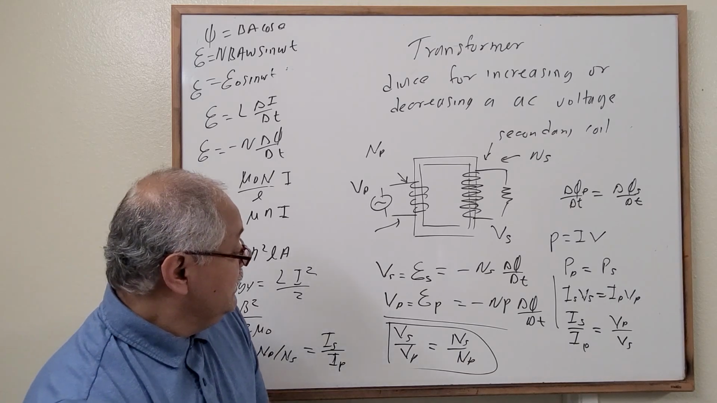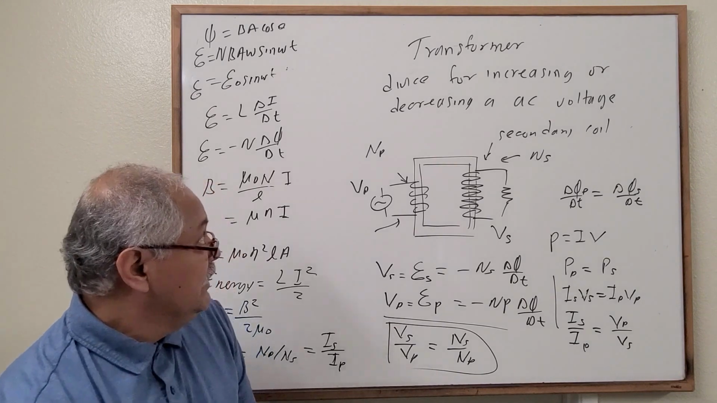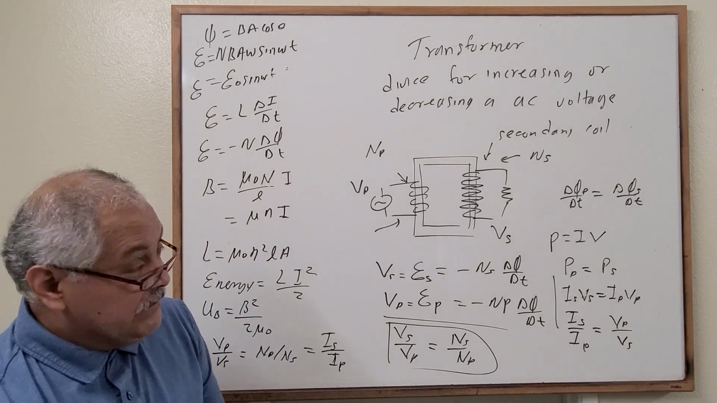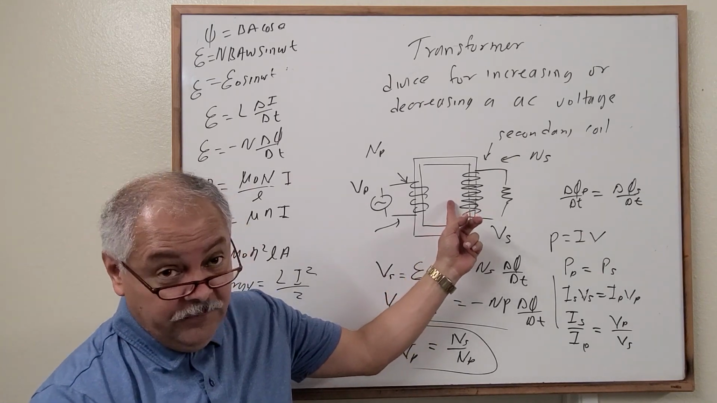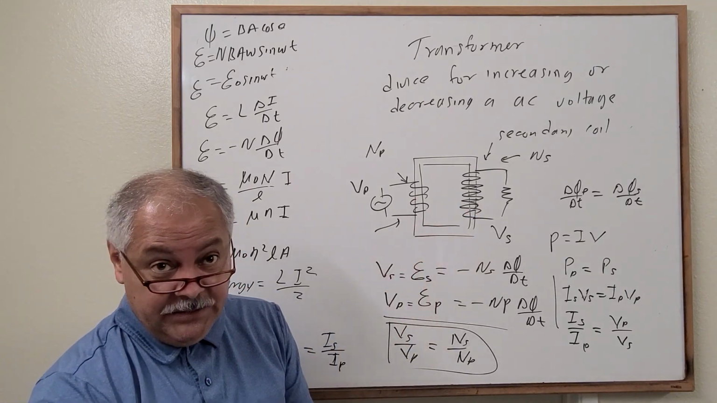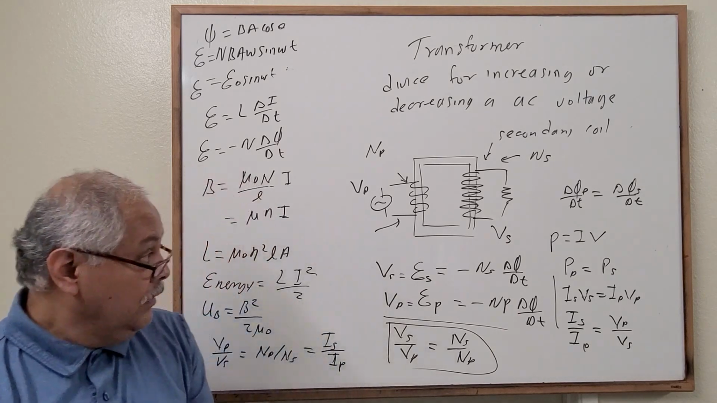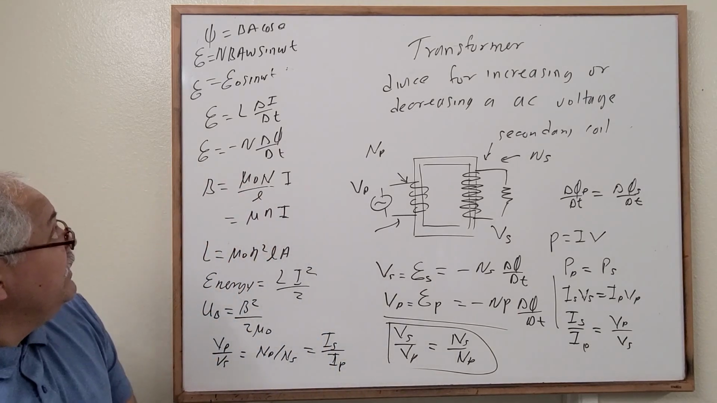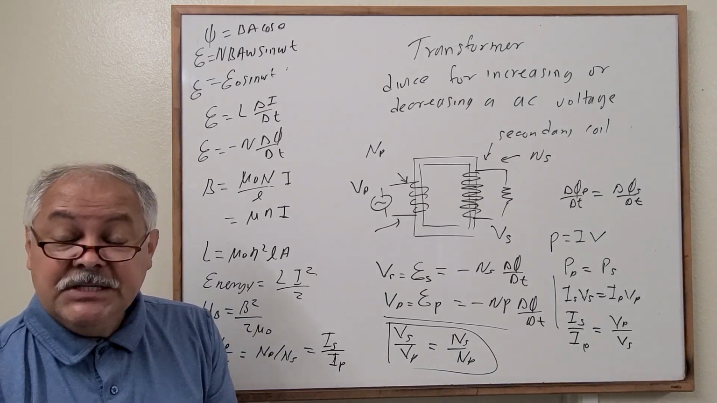Okay, and this is the main equation that we use for transformers to increase or decrease an AC voltage. This works only for AC. It doesn't work for DC current or voltage. Okay, great. Perfect. And with this analysis, we finish this chapter. See you in the next one.